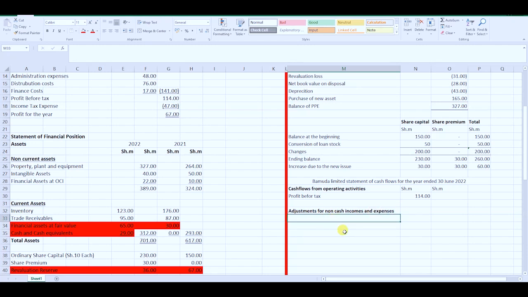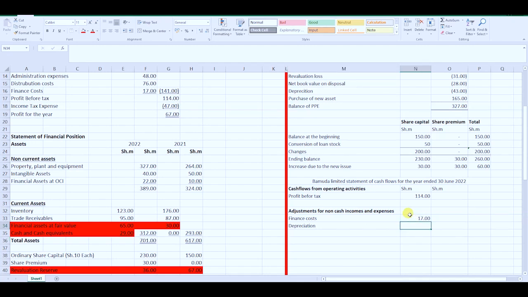The first one is finance costs. So we pick what is the finance costs. 17. You can see it's 17 there. So we pick plus that value. Then we proceed on to select depreciation. Depreciation right there.